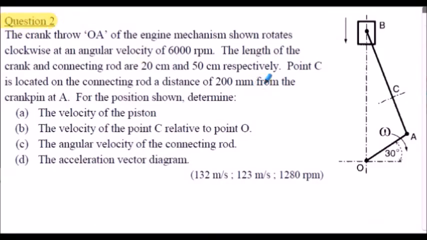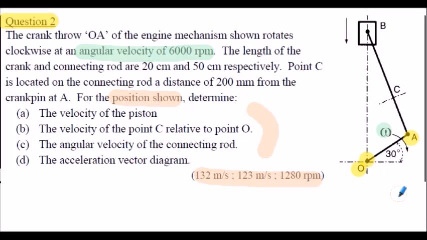Question two, again a slider crank mechanism, but now changed in orientation. So this slider crank mechanism is now having the piston in the vertical sense instead of the horizontal sense. Crank OA rotates about O here. And again, it's assumed that the angular velocity omega is constant, 6,000 RPM in this case. So for the position of the mechanism shown, you need to draw the velocity vector diagram and the acceleration vector diagram and answer the various questions here. Answers are shown in the bracket.